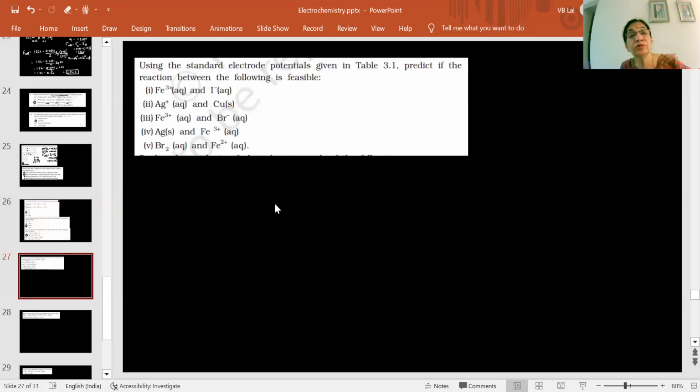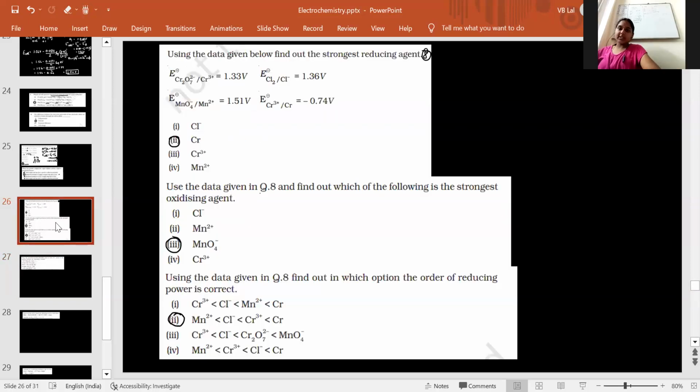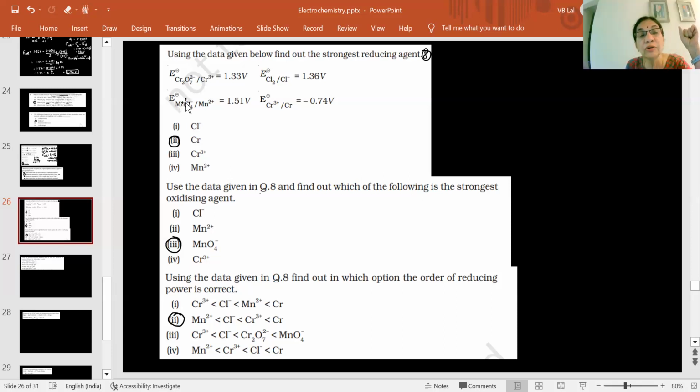Anyway, I'll send this to you. You should be able to. Ma'am, for the question before the previous one, the second one, the strongest oxidizing agent, why can it not be Mn2+, ma'am? See here, you can see no increase in oxidation number, Mn2+. See what is given here is Mn2+.